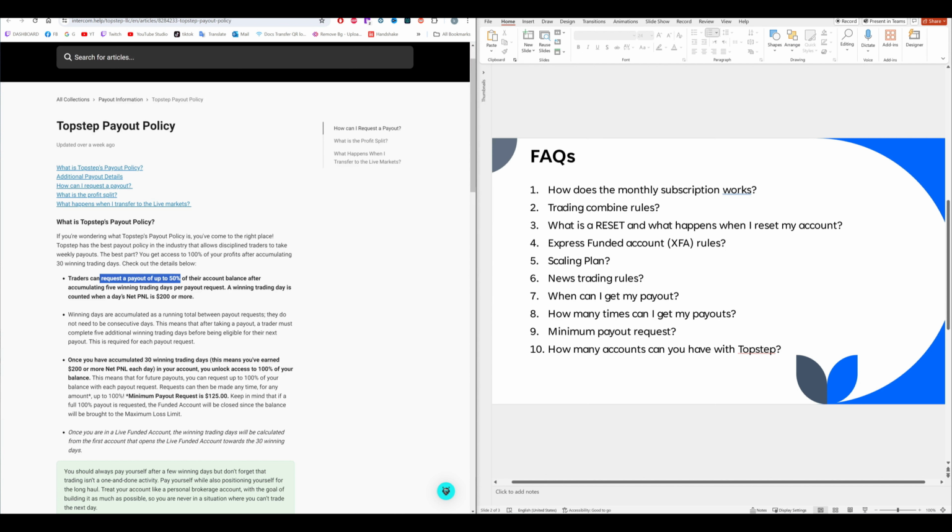Also, the minimum payout request is $125. So even with that 50% access to your funds, you will only be allowed to make a payout request greater than $125, and that is the minimum payout request.